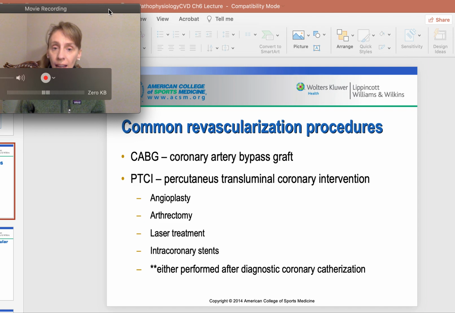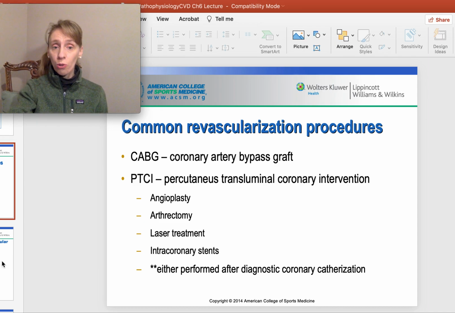But this is done in the cath lab, and we'll go over the different types of things it can be. As example, angioplasty, atherectomy, laser treatments, intracoronary stents, all of these things that are usually done in a coronary catheterization. So a revascularization can be a full open heart surgery, or it can be where the physician's gone in and done an intervention using a balloon or a stent, both of which are very common.